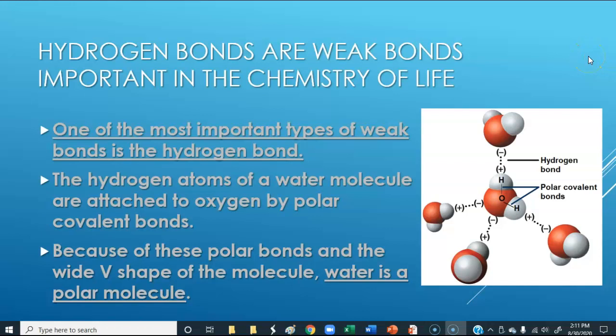Okay, the hydrogen atoms of a water molecule are attached to the oxygen by polar covalent bonds, and because those bonds are polar, and because of the shape of the water molecule, water is a polar molecule. Here you see the negative oxygen of one water molecule is attracted to the positive hydrogen of another, and the hydrogen is attracted to the oxygen of a different one. And so the water molecules are held together by these hydrogen bonds. And it's very important. This is the reason that water behaves the way it behaves in a lot of cases. We're going to look at some examples of that coming up pretty soon.